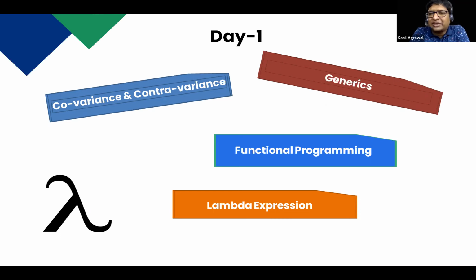The first topic is generics. The second topic is covariance and contravariance, which we will discuss today. The third topic is functional programming, and the fourth one is lambda expression. Today's class is going to be extremely important for you. The reason is very, very simple.